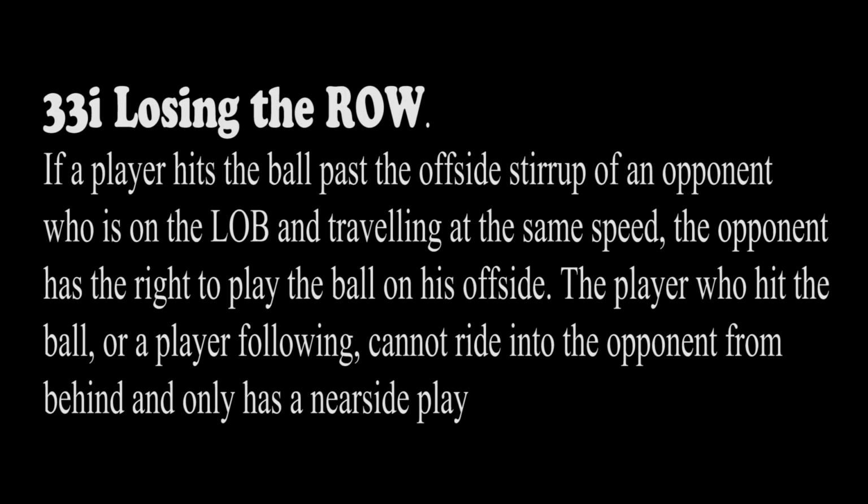Losing the row. If a player hits the ball past the offside stirrup of an opponent who is on the line and traveling at the same speed, the opponent has the right to play that ball on his offside. The player who hit the ball, or a player following, cannot ride into the opponent from behind and only has a nearside play. And if a player is riding parallel to the ball and it travels forward beyond his stirrup, he can take it.